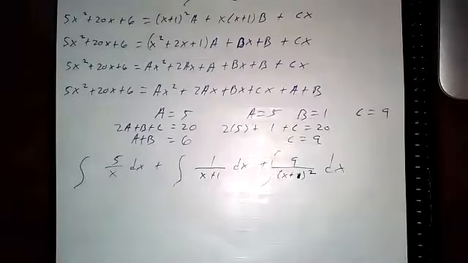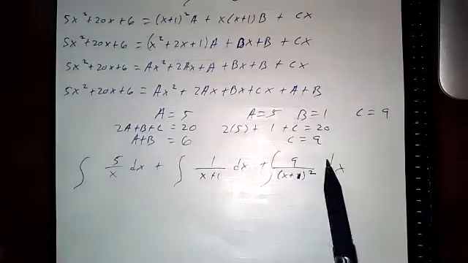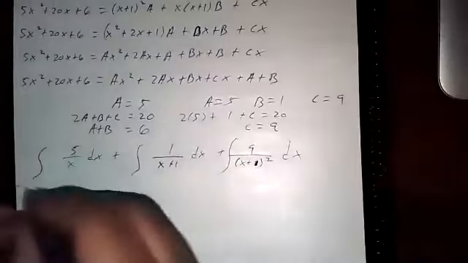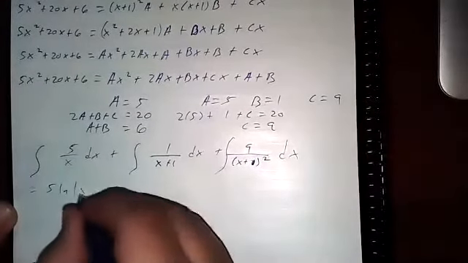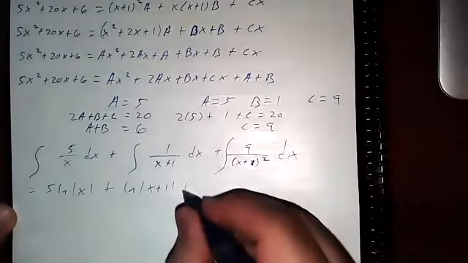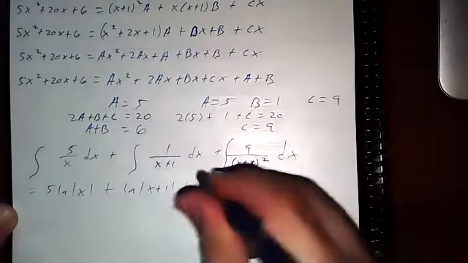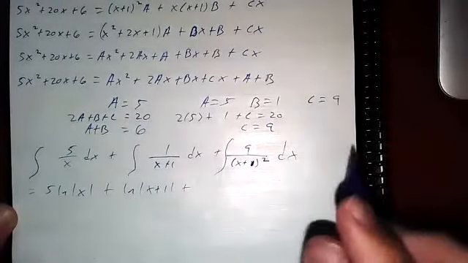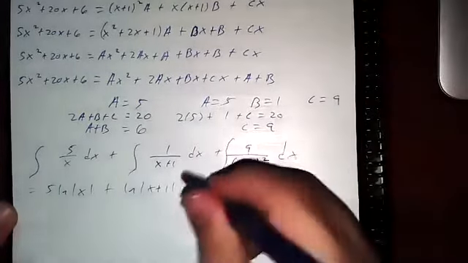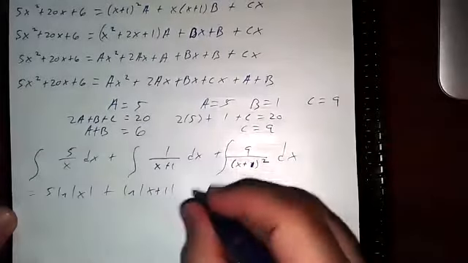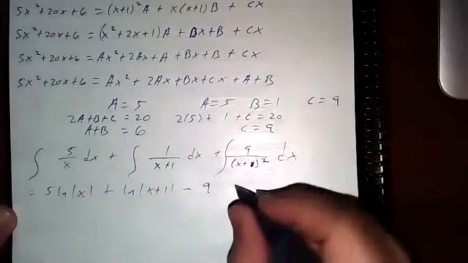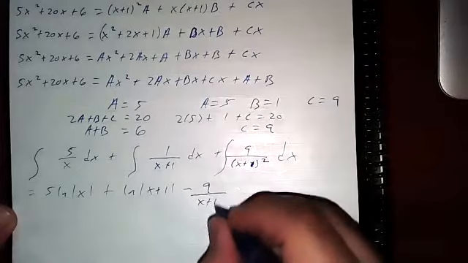So now that we've done the partial fractions, we plug in the a, b, and c. That goes here, right? And then integrate. So we'll get 5 ln x plus ln of x plus 1 plus 9. Actually, that's not ln, that'll be a u sub. That would be what? That'll be negative 9 over x plus 1 plus c.